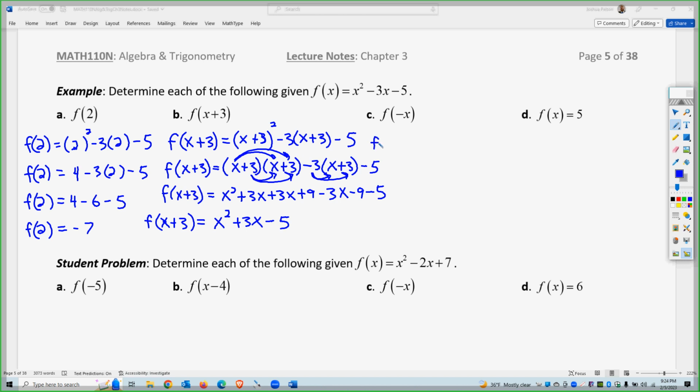So f of negative x equals parentheses squared minus 3 times parentheses minus 5. So I'm going to plug in a negative x now. Well, here's the thing: if I plug in a negative and I square it, I get a positive. Two negatives make a positive. Oh, wait a minute, I get the same thing back again. Interesting.